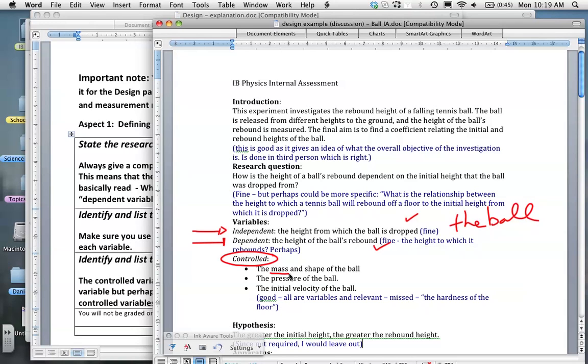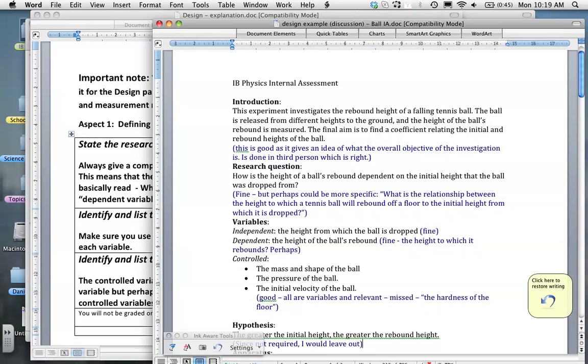So here the student has put the mass and shape of the ball, the pressure of the ball, and the initial velocity of the ball. All of those are variables and relevant. But in doing this, you must make sure that you identify all of them. And I've added something in here. What about the hardness of the floor? Because if you drop a ball onto different surfaces, they will rebound to different heights. So giving an indication of that variable, keeping that constant, would have been useful.